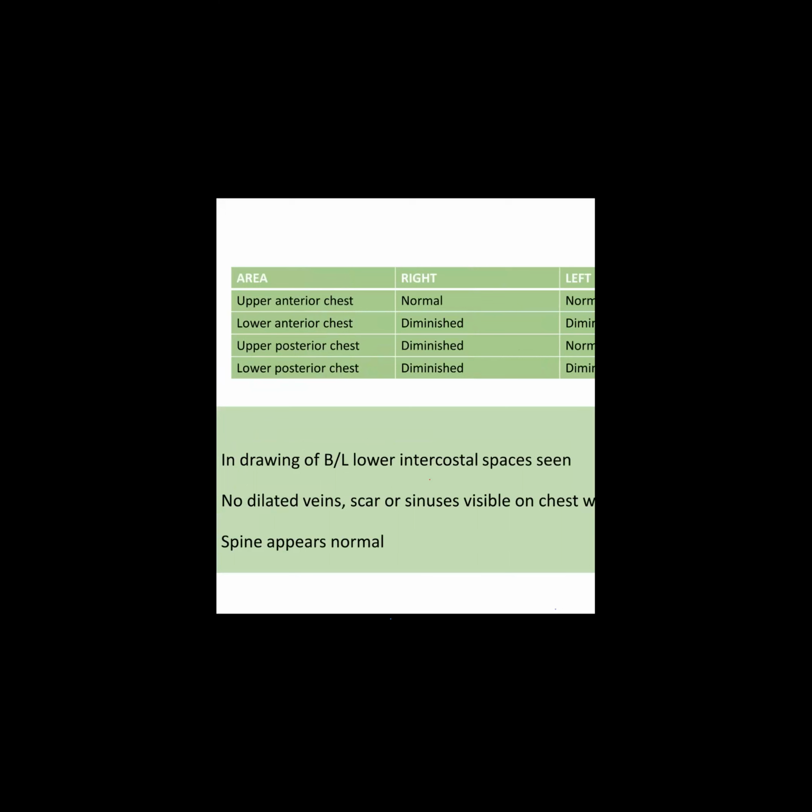On seeing the movement of the chest, on the upper anterior chest, both right and left sides were normal. On the lower anterior chest, the right side was diminished, and the left side was also diminished. Upper posterior, the right side was diminished, and the left side was normal. On the lower posterior chest, the right side was diminished, and the left side was also diminished. Indrawing of the bilateral lower intercostal spaces was seen. No dilated veins, scar, or sinuses were visible on the chest wall, and the spine appears normal.